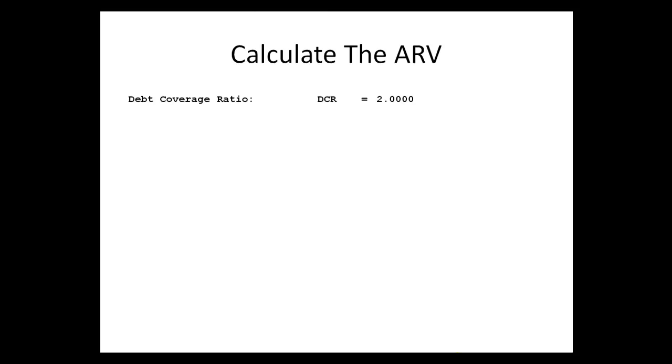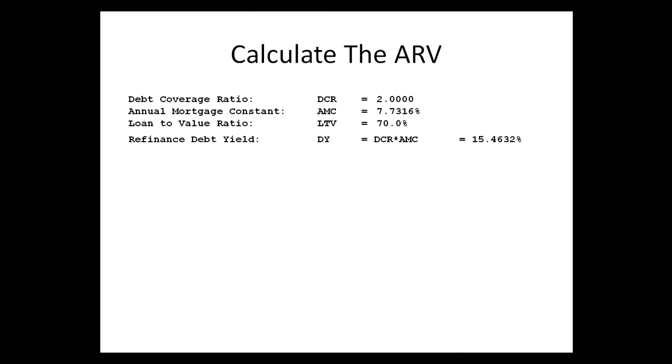We start with the debt coverage ratio, the annual mortgage constant, the loan-to-value ratio. Calculate the debt yield, 15.4632%. This is a very safe debt yield for the lender.